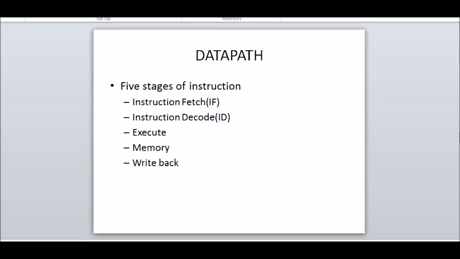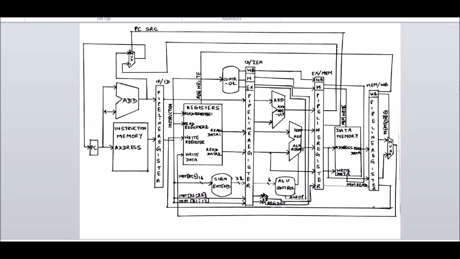Now let's see the data path. As I had explained in the instruction set architecture, there are 5 stages an instruction must go through in order to be executed completely. They are instruction fetch, decode, execute, memory, and write back. So let us see with the help of the block diagram here. Instruction fetch consists of the PC and instruction memory. So the program counter points to the address of the location currently in the instruction memory.